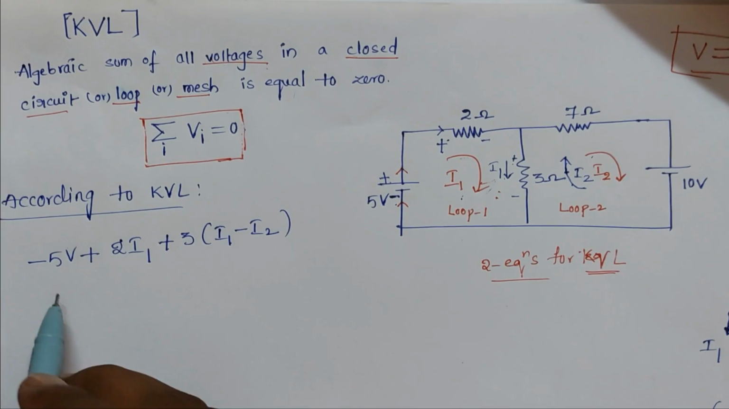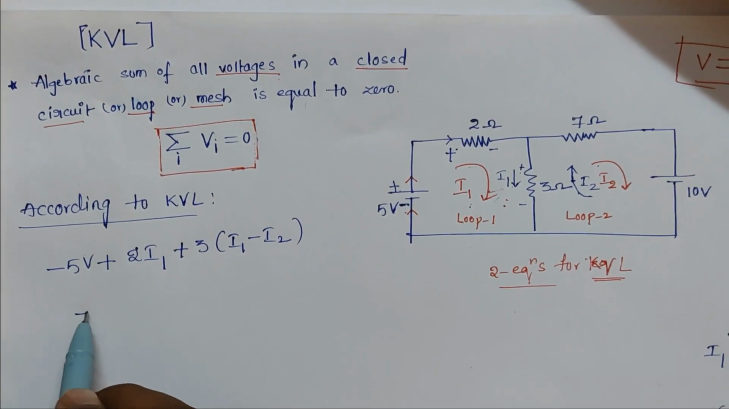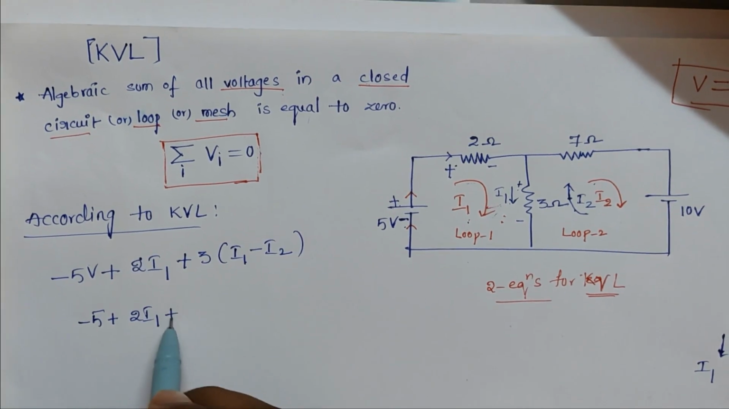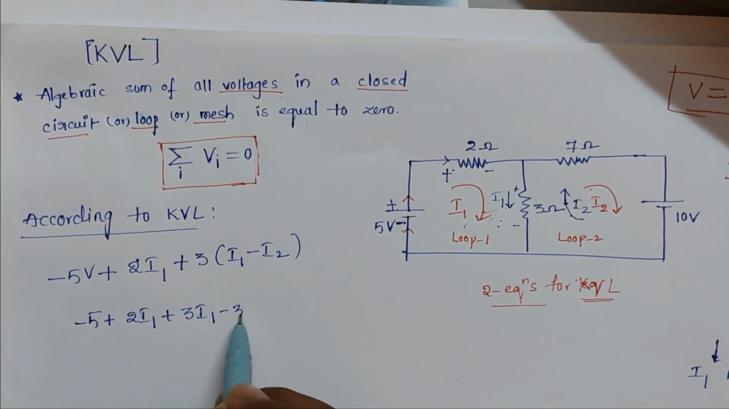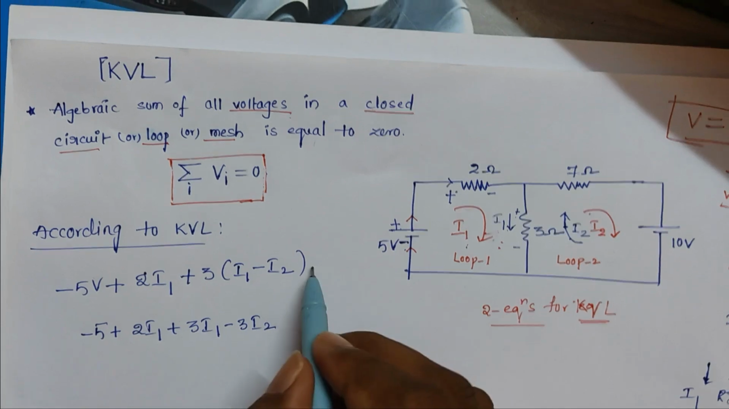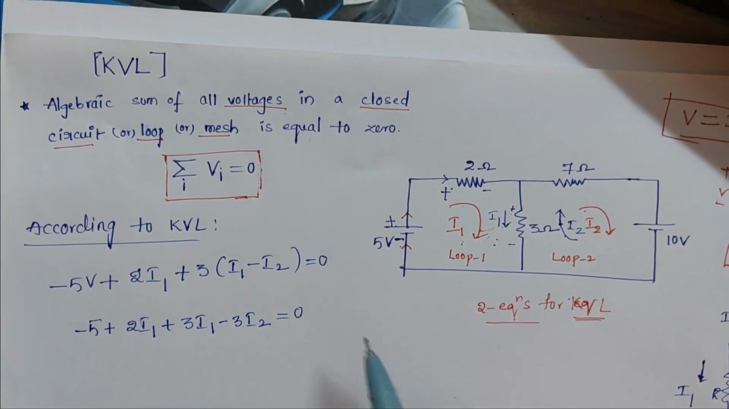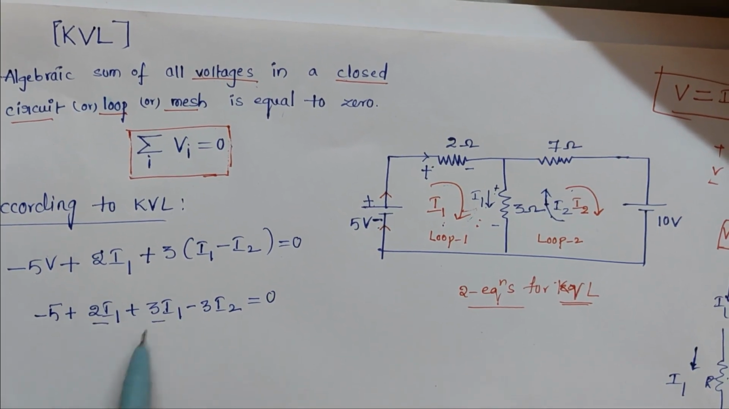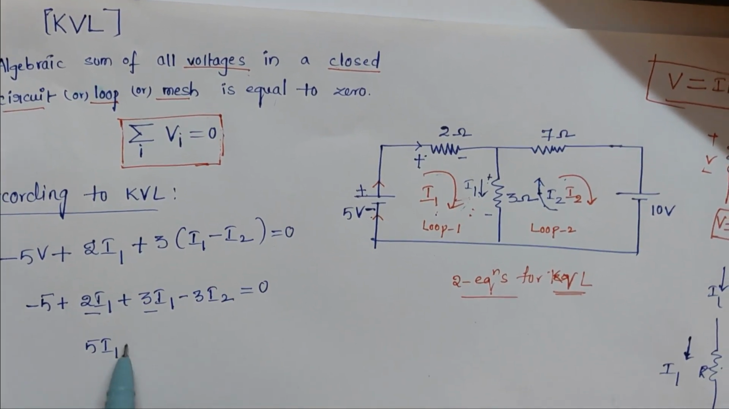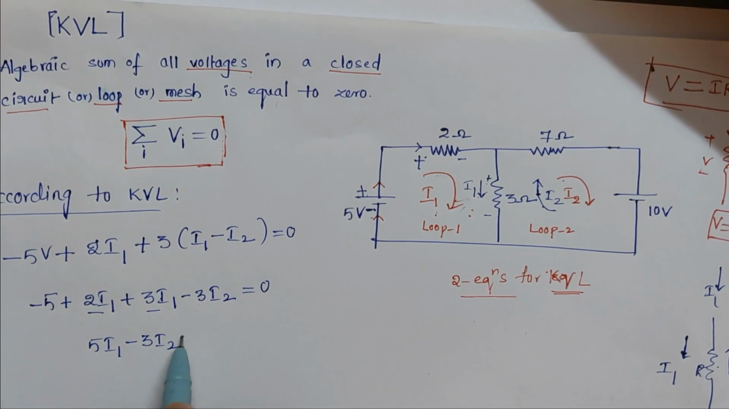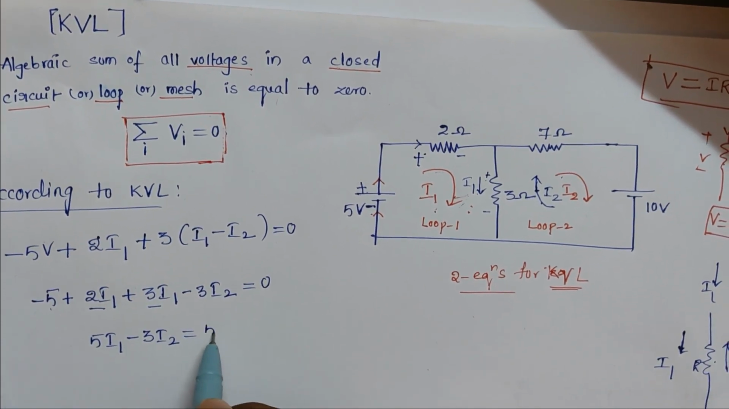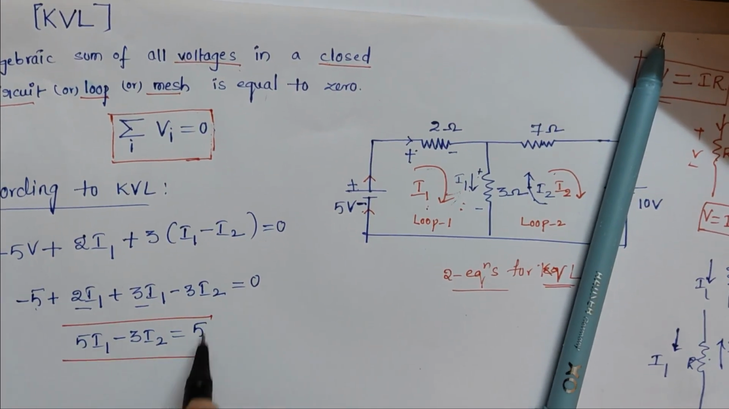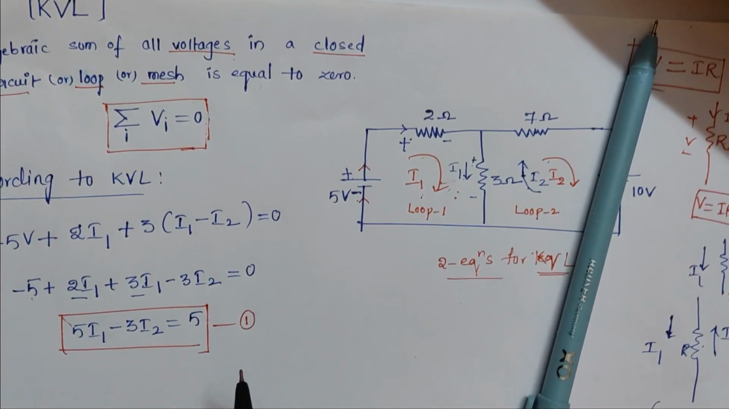So this is the first expression. Let us rewrite it: minus 5 plus 2I1 plus 3I1 minus 3I2 equals 0. This must be equal to 0. That is KVL. Now let us rearrange this. 2I1 and 3I1 make 5I1 minus 3I2, and sending the 5 to the other side, that will be equal to 5. So this is the expression for the first loop, and let me consider this as the first equation.